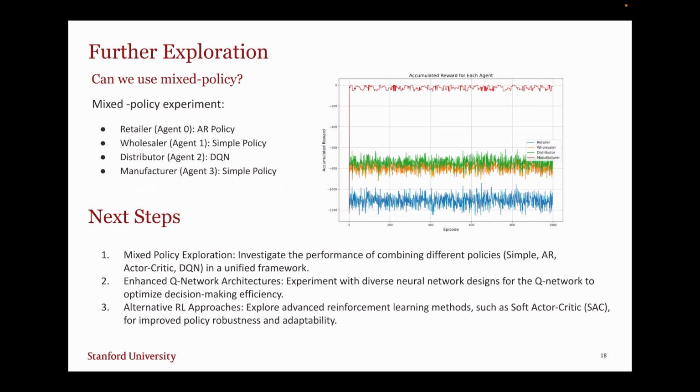Also, we can try to enhance the Q network architecture. Although we wrote code for different networks, we haven't dived deeply into comparing their results. Another aspect worth trying is to explore other RL methods such as soft AC for improved policy robustness and adaptability.